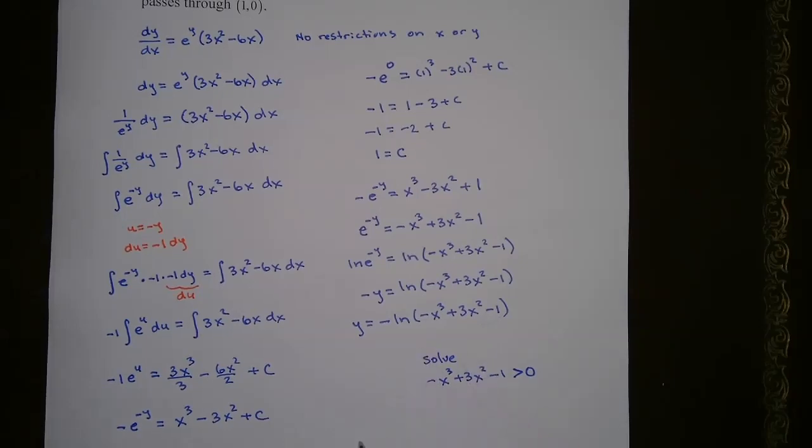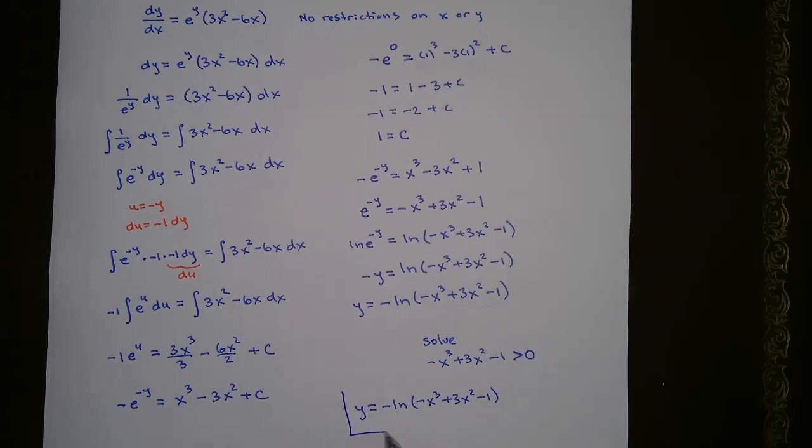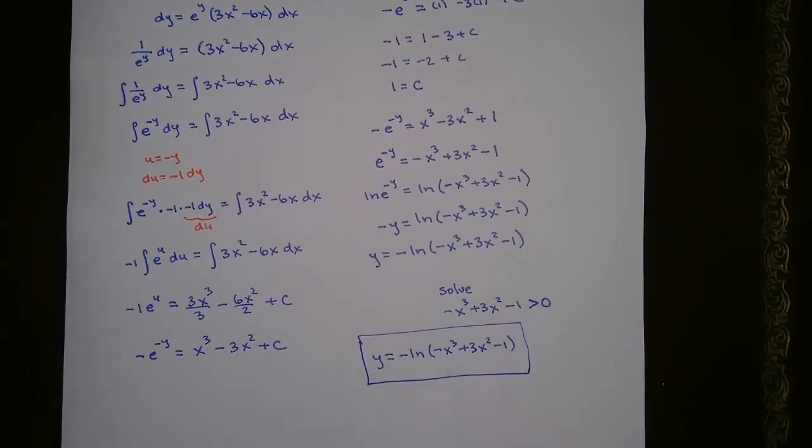So really all our answer is this for this problem, okay, negative natural log of negative x cubed plus 3x squared minus 1. And I just wanted to show you one that was a little more difficult than the other ones we've done, okay? And so this is our answer. And we would need to solve this inequality to get the domain for it. And we're just not going to deal with something that difficult, okay? All right, so you guys take care.